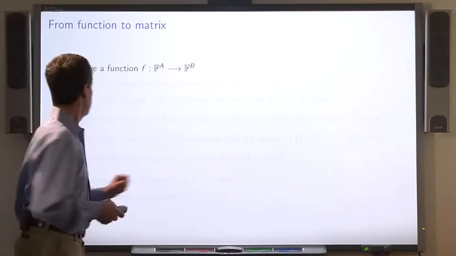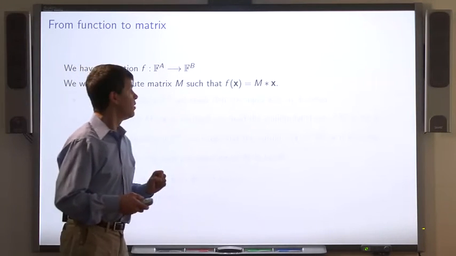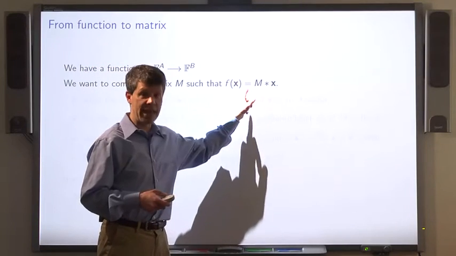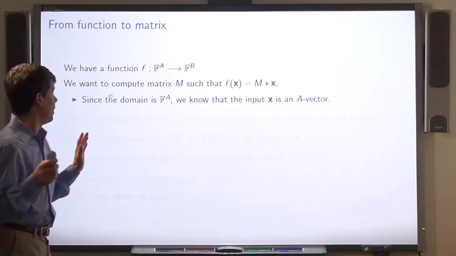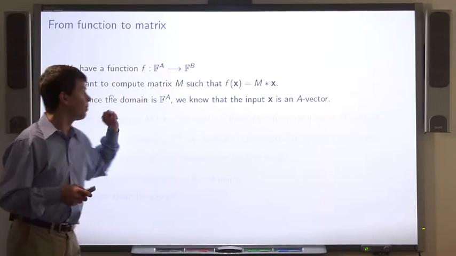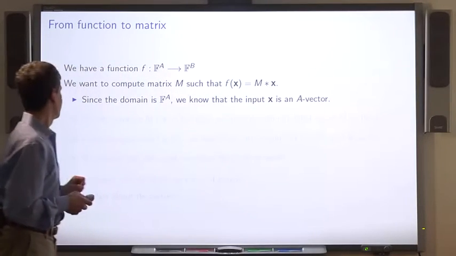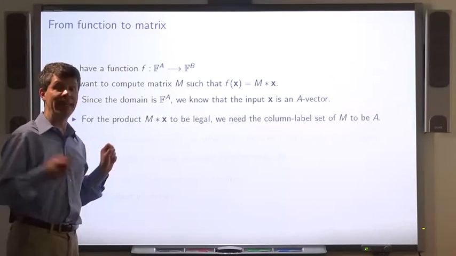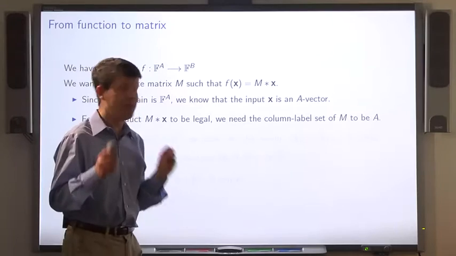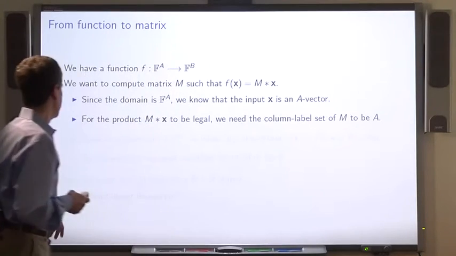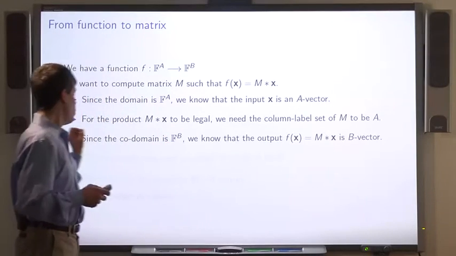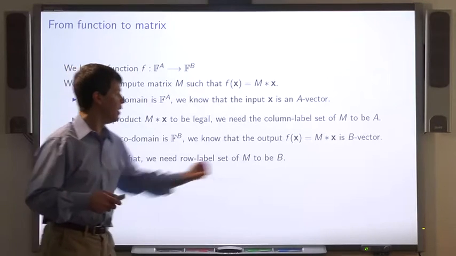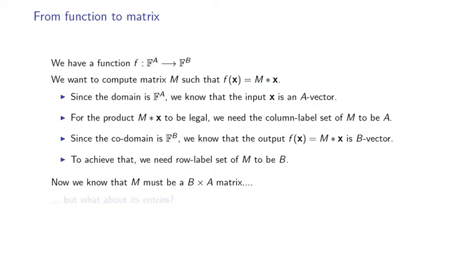Now let's say we have a function and we want to compute a matrix M such that the function is f of x equals M times x. Let's say the domain is F to the A. So we know the input is an A vector. For the product M times x to be even legal, we need the column label set of M to be the set A. Similarly, since the codomain is F to the B, we know that the output is a B vector, and so we need the row label set of M to be the set B. So we know that M must be a B by A matrix.